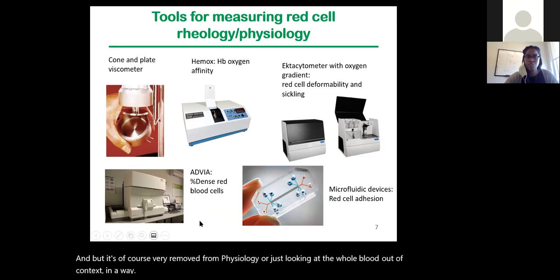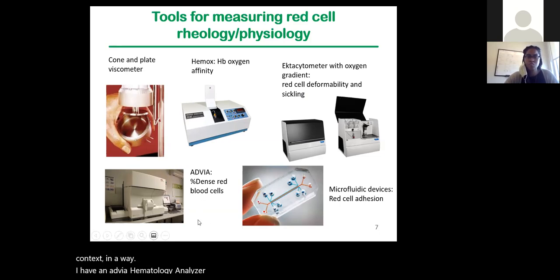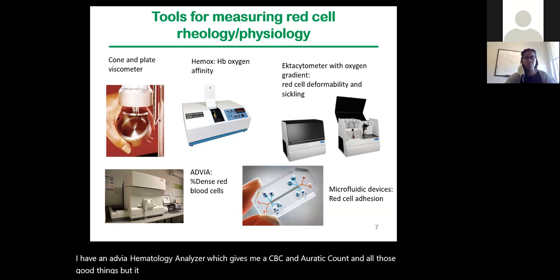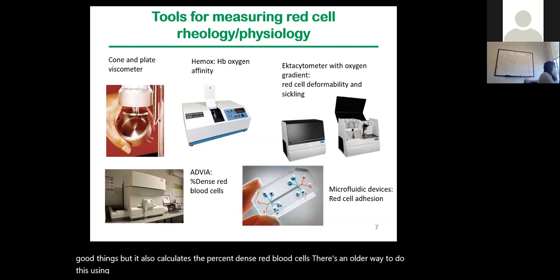I have an ADVIA hematology analyzer, which gives me a CBC and a retic count and all those good things, but it also calculates the % dense red blood cells. There's an older way to do this using a phthalate gradient, but this device does it automatically and with really good reproducibility.